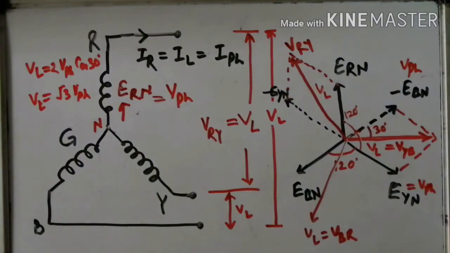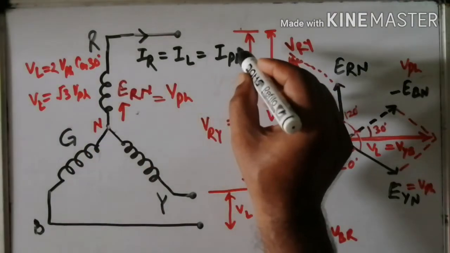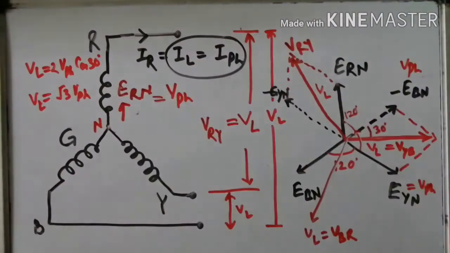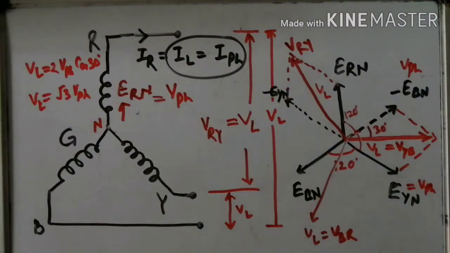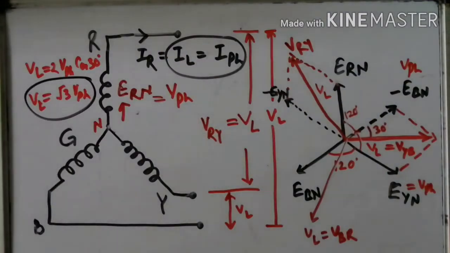So what is the conclusion? The conclusion is this: for the star connection, IL is equal to IPH. Line current and phase current are equal and line voltage is root 3 times the phase voltage.